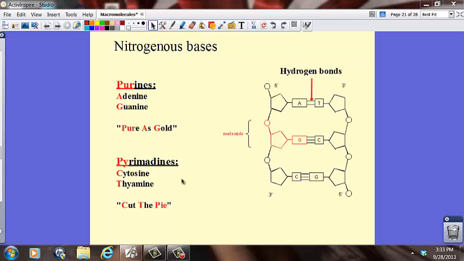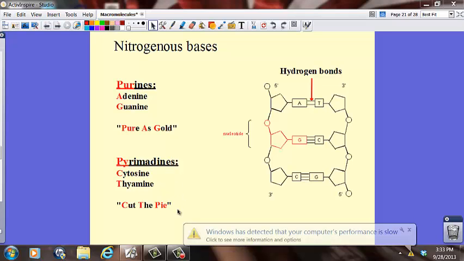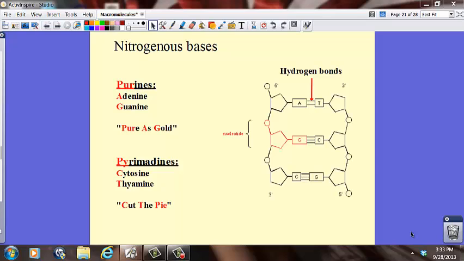And in contrast, the other 2, which fall under the pyrimidine category, are cytosine and thymine. And again, I have another little saying for that, and it is "cut the pie." If I take the first initial of cytosine and thymine, which would be the C and the T, out of my "cut the," and then of course "pie." It's spelled a little different for pyrimidine, but it sounds the same, so it still works. So again, with the nitrogenous bases, we have adenine, guanine, cytosine, and thymine.